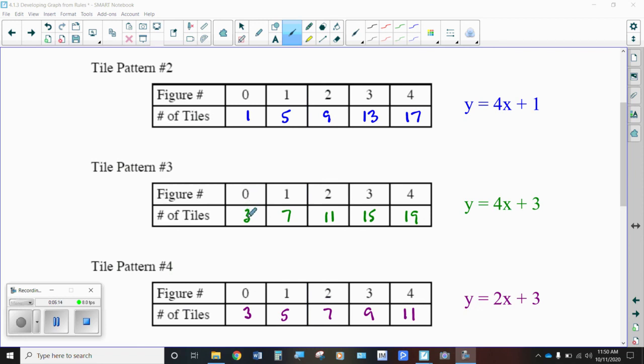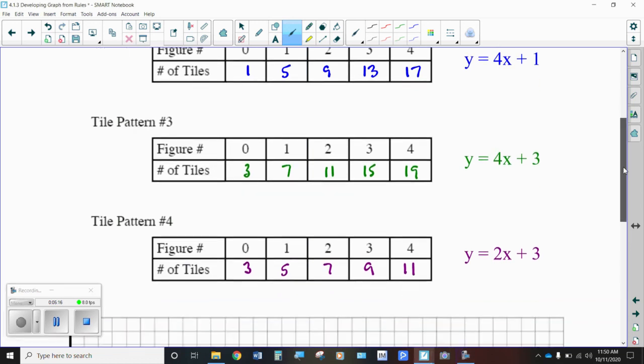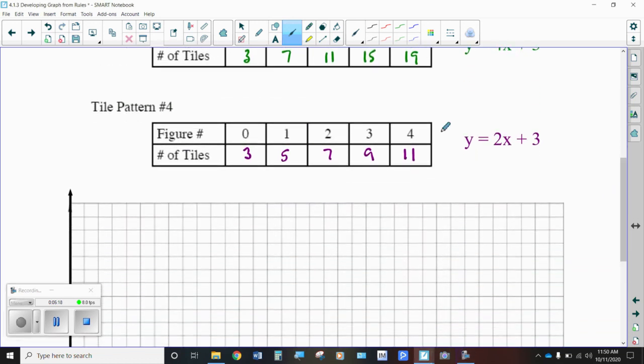figure 0. And then the fourth tile pattern wasn't growing by 4. This one was growing by 2. And it started off with 1 had 5 tiles, 2 had 7, 3 had 9. And so the fourth one had to have 11 because it was growing by 2s. And if you went backwards, the 0 figure would have had to have started with 3. So that's your starting point, and it's growing by 2 every single time. So this is the rule that defines that situation.